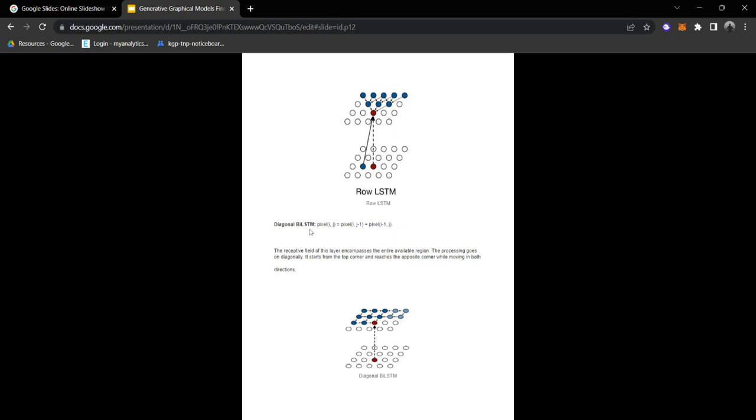Now, the diagonal BiLSTM consists of the formulation pixel ij equals pixel ij minus 1 plus pixel i minus 1 j, which means the pixel at ij is dependent on the previous row's jth column and the same row's j minus 1th column. The receptive field of this layer encompasses the entire available region. The processing goes on diagonally. It starts from a top corner and reaches the opposite corner while moving in both directions.